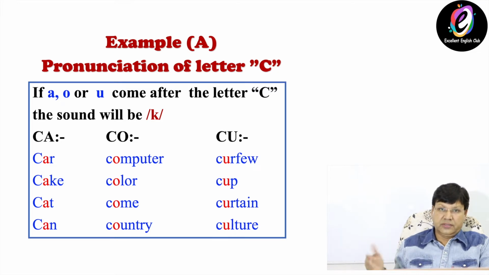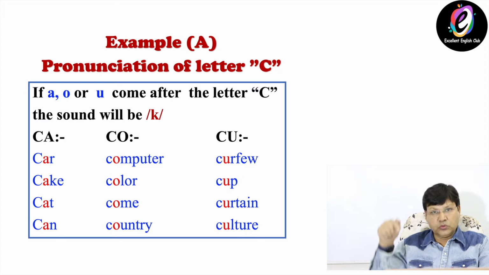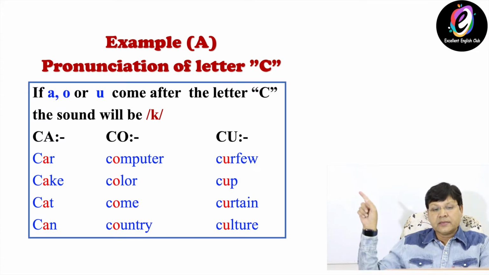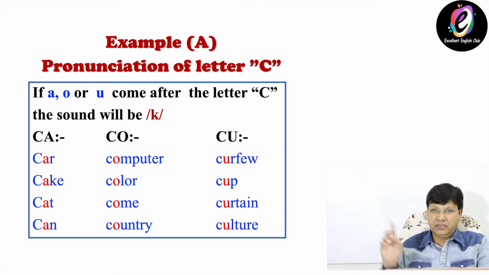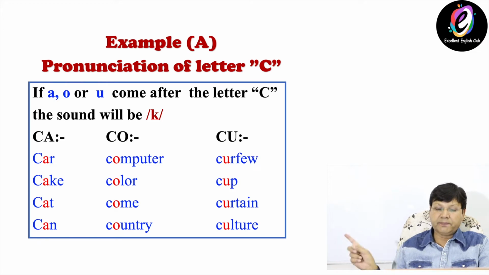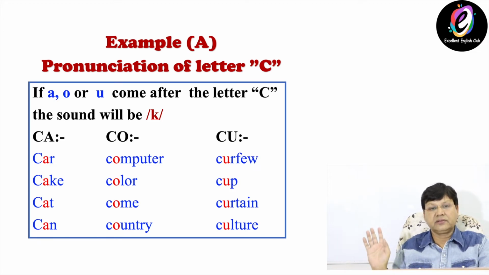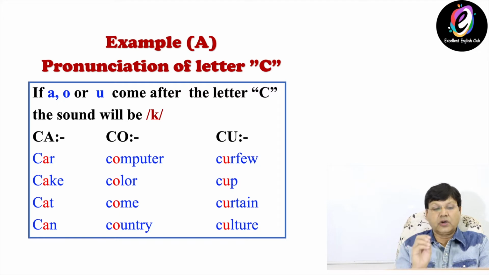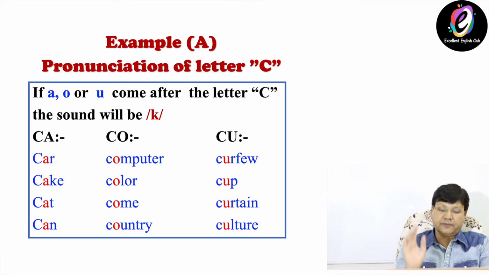The first one is CA, like car, cake, cat, can. Number 2, CO, computer, color, country. Number 3, CU, curfew, cup, curtain, culture. So these are the examples of AOU. If AOU come after the letter C, it will be pronounced ka.